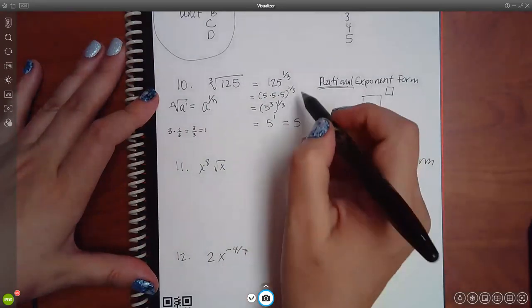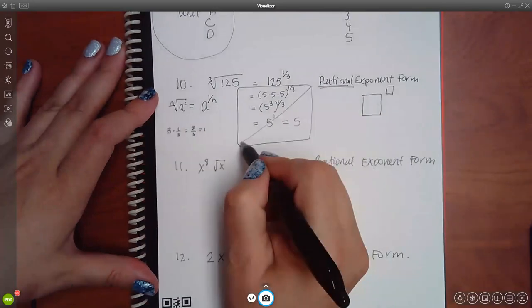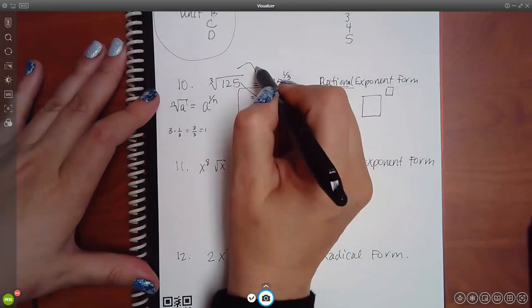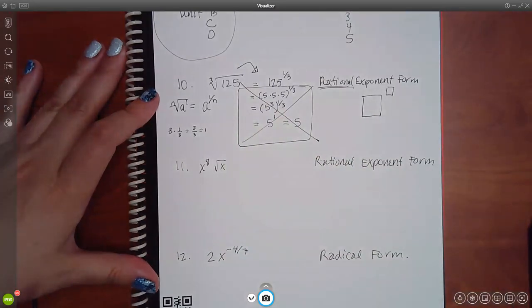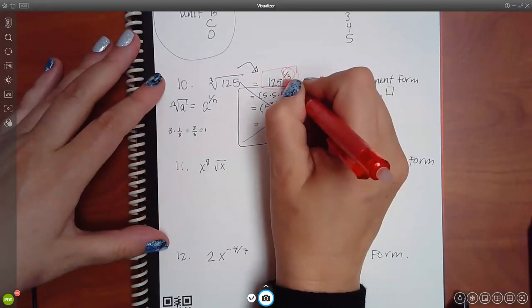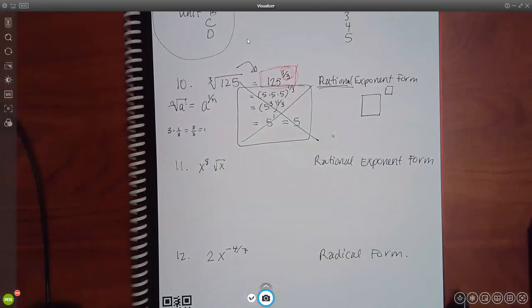But that's not what they're asking you to do. Like Kenneth said, they're not asking you to simplify that. They're just asking you to put it in its rational exponent form, okay? So I should have stopped as soon as I put it in a rational exponent form, right? That is a rational exponent.